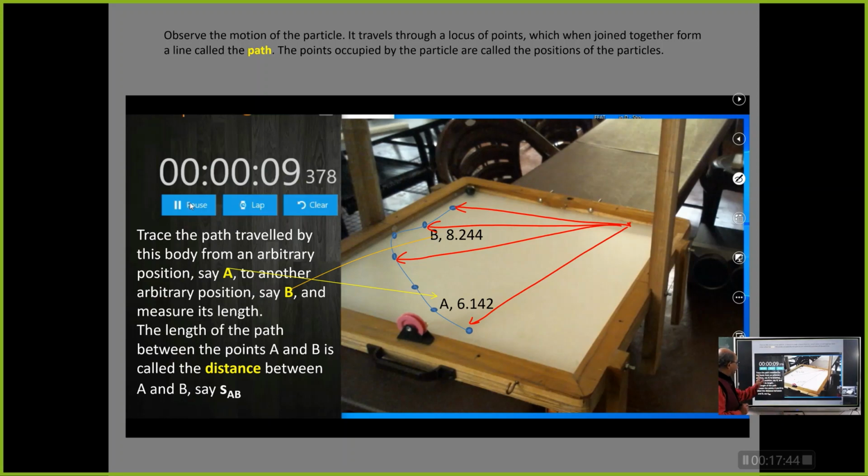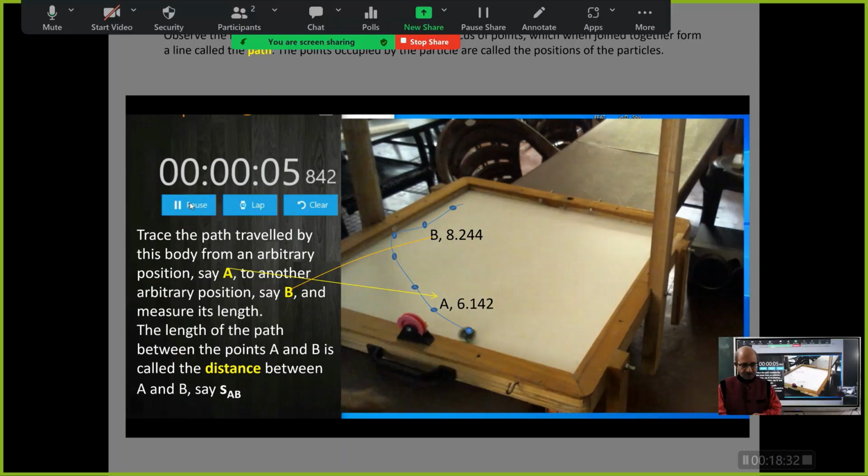Right. So that traces the path. Now you see, you have traced the path traveled by the body. So what is that blue line you are seeing? That is the path traveled by the body.